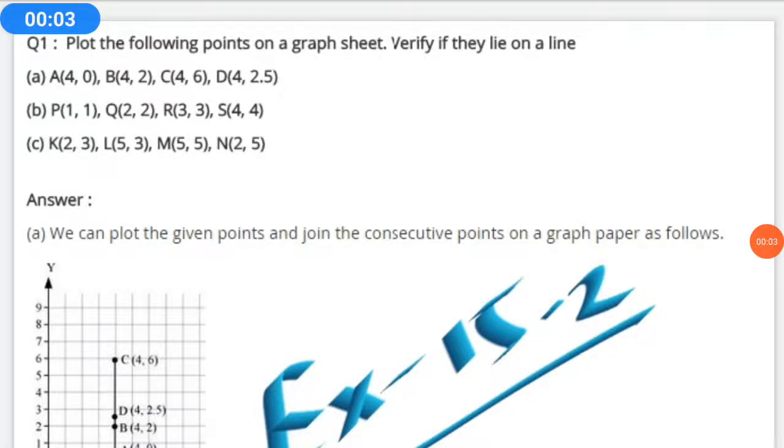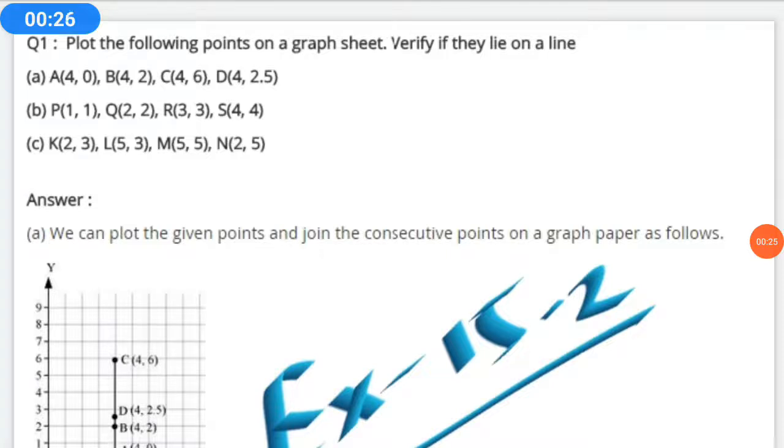Here we are going to do exercise 15.2 from chapter number 15 of the NCERT class 8 maths book. So dear student, in the previous video we had completed exercise 15.1. In this video we are going to do exercise 15.2, as it is a very small exercise. It will be completed very soon.